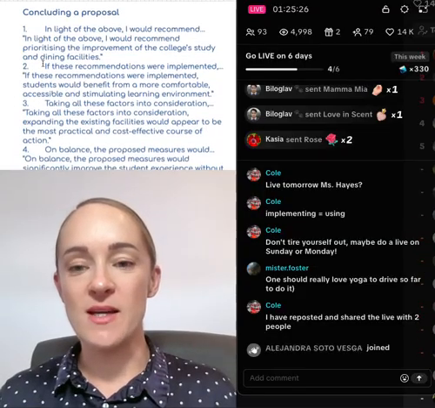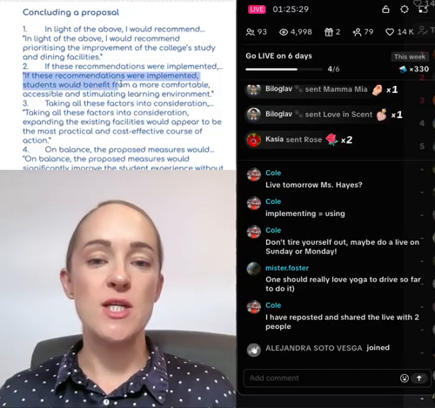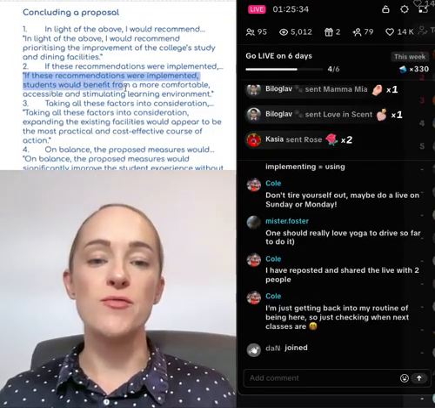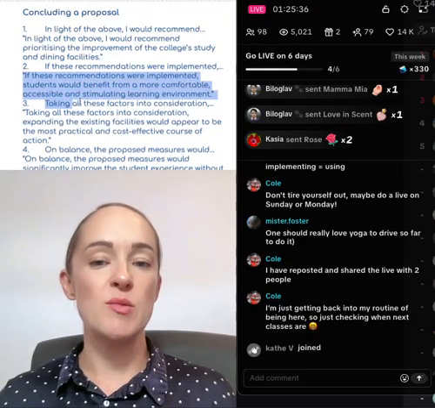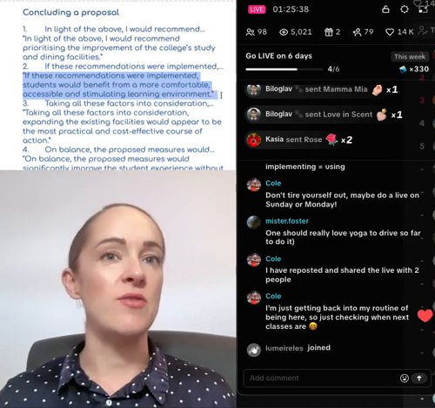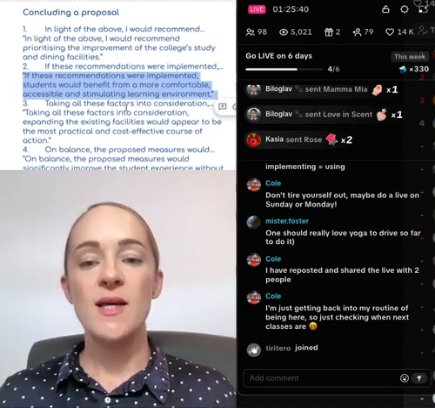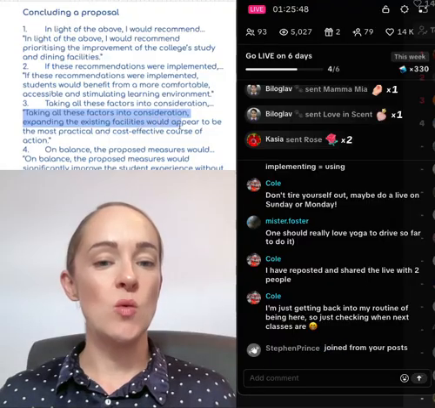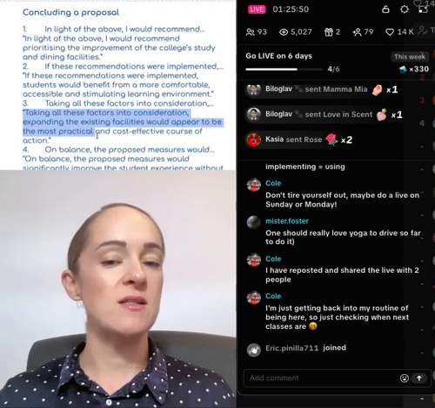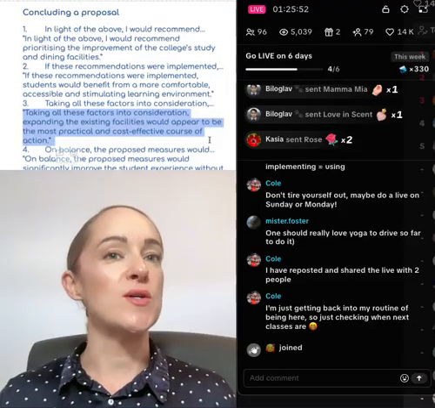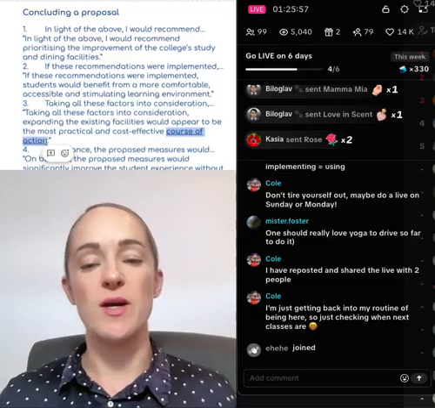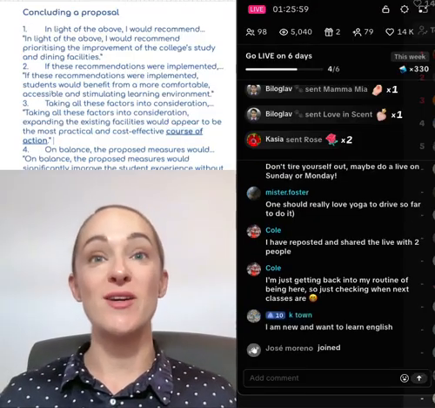Okay, where was I here? Number 2: "If these recommendations were implemented, students would benefit from a more comfortable, accessible, and stimulating learning environment." Number 3: "Taking all these factors into consideration, expanding the existing facilities would appear to be the most practical and cost-effective course of action." I love this, "course of action". Vikki, which course of action do you recommend? Which course of action are you planning on taking?